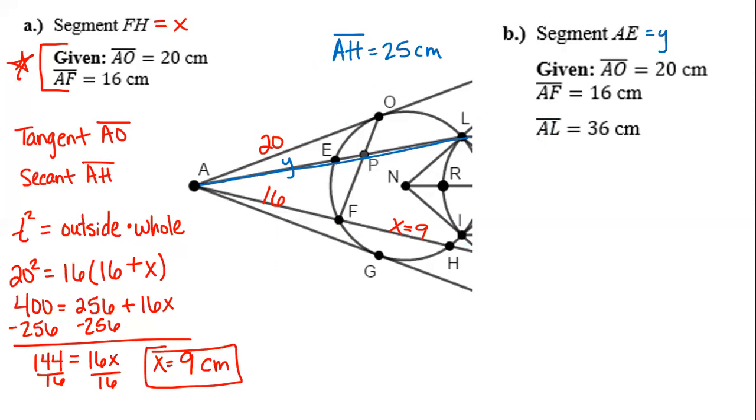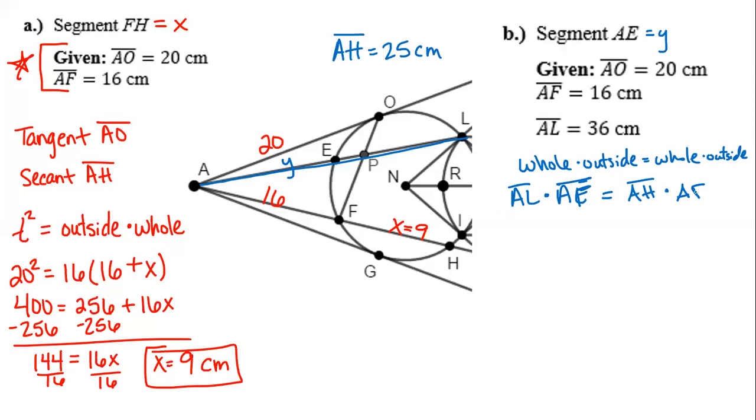So I have basically 2 secants. So my rule was whole times the outside equals the whole times the outside. So for this, I'm going to say AL is my whole times my outside AE, my unknown, equals the whole AH times the outside AF.